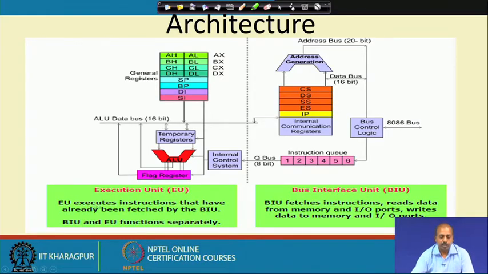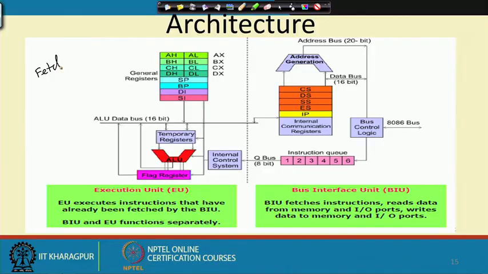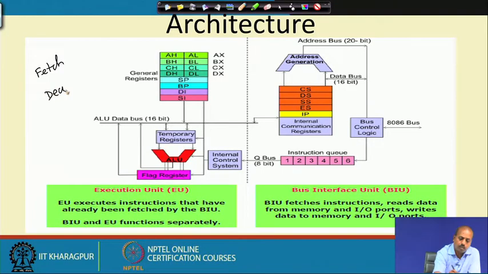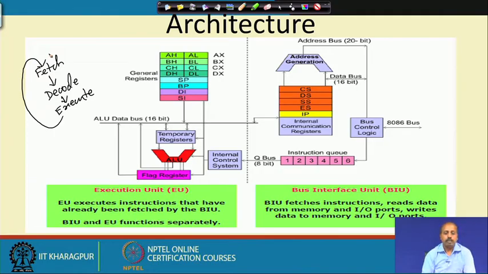This EU will execute instructions that have already been fetched by the bus interface unit. If you remember 8085, one instruction was fetched, then decoded, then executed. It was going in a cycle like fetch, then decode and then execute, and only after the execution of the first instruction was over, the second instruction was fetched.